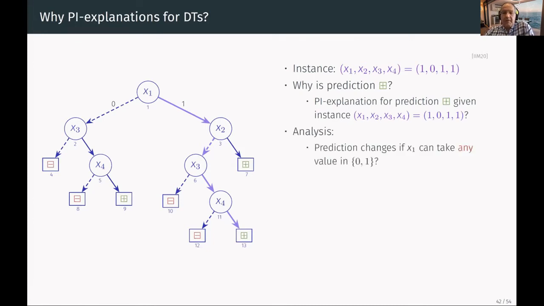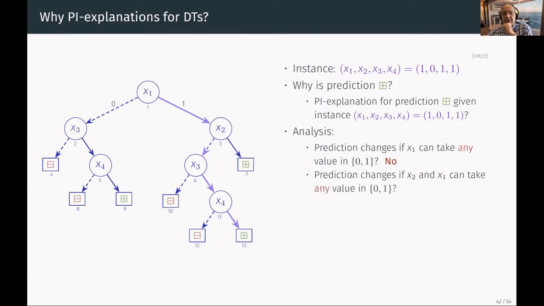So let's first look at feature 1, x1, and let's allow it to take any value. Right now it takes value 1. Let's allow it to take value 0. If we allow it to take value 0, can the prediction change? Notice that if we allow it to take value 0, because x3 and x4 are 1, we don't have a chance. It's going to predict plus again. So the prediction does not change. This means we don't really need x1.